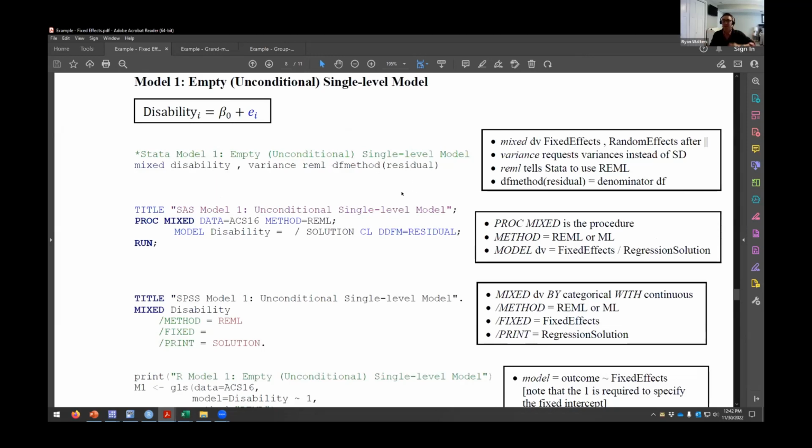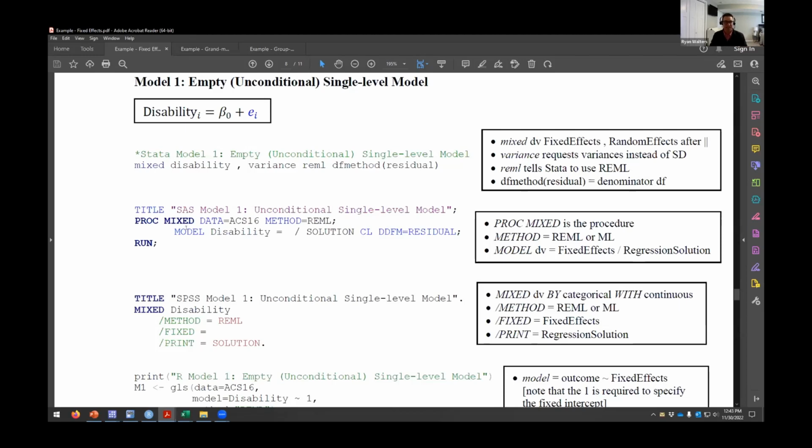There's a lot of different denominator degrees of freedom options. I included residual in Stata, SAS, and SPSS here simply because I wanted the output to be as similar as possible. R didn't have a residual degrees of freedom method. I think the default is either Satterthwaite or Kenward-Roger. I will tell you that if you start flipping denominator degrees of freedom with these data, I know for a fact SAS just blows up. And I allotted 34 gigabytes on my local machine to SAS, and it still blew up when I put another denominator degrees of freedom.